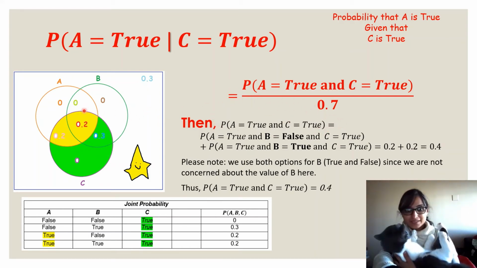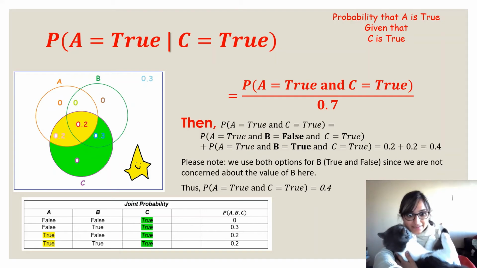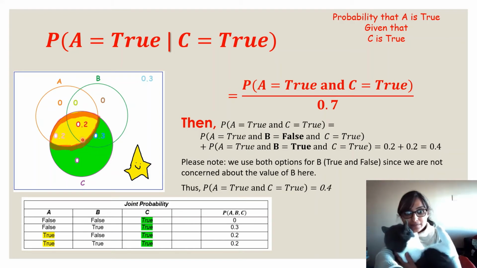So that's what this region here is. This region here is actually the overlap between A and C. And what you can see is that this pink part here is when A and C are true, but it's outside of when B is true, so B is false. But then this region here is when all three of them are true.